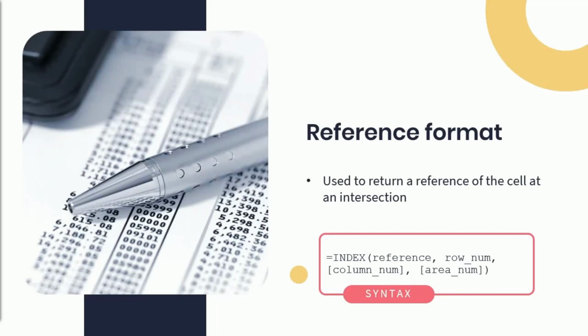This is a reference to multiple ranges. Area number indicates which range you'd like to use. Areas are ordered by the numbers which they are specified in. If the area number is not specified, it will default to the value of 1. So the reference is taken from the first area in the supplied range. But let's have a look at the index function in action.